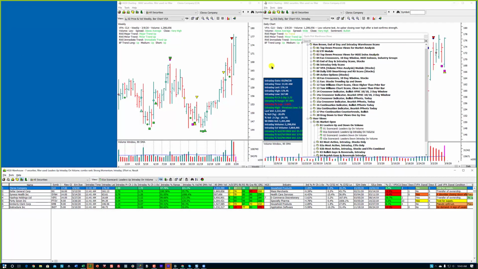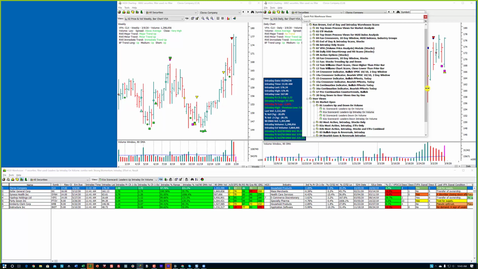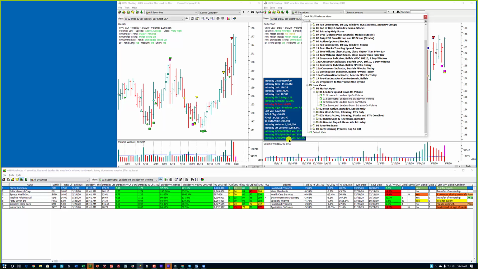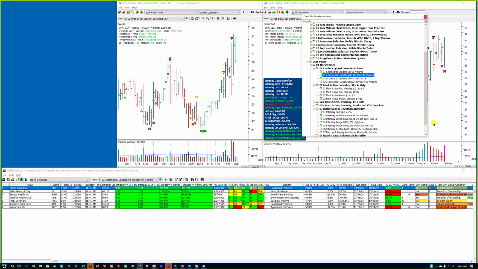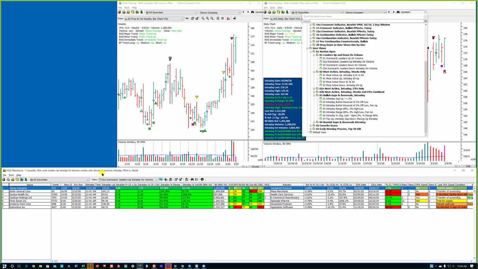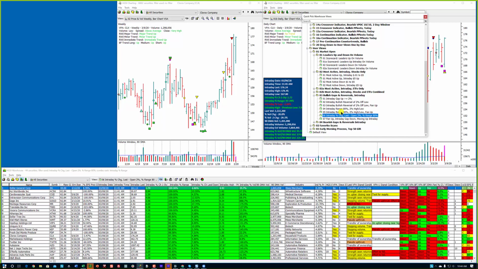Anyway, I wanted to look at a few things here on these intraday scans that I've put in. These things really work. I don't know if you've been playing with them or not. Let's go down here to the bullish gaps and reversals. I'm in all securities. Oh, Ben joined us. That's good. Okay.